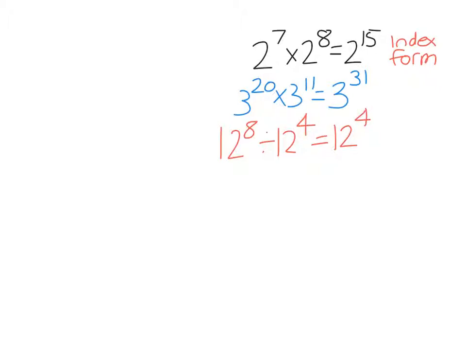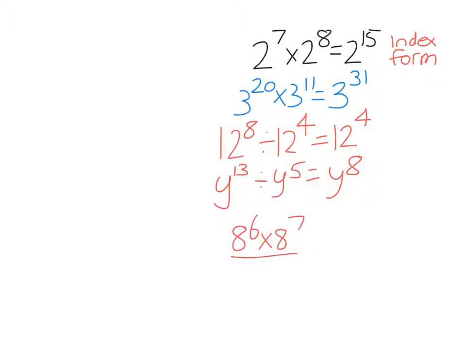If I use pronumerals, it works the same way. If I have y to the power of 13 divided by y to the power of 5, keep the same base and subtract the powers. Sometimes you might have to use both laws at once. So if I have something like 8 to the power of 6 times 8 to the power of 7 divided by 8, so 8 to the power of 6 times 8 to the power of 7, keep the same base, add the powers. Now 8 and 8 to the power of 1 are the same thing. So I can write it as 8 to the power of 1, keep the same base, 13 minus 1 gives me 12.